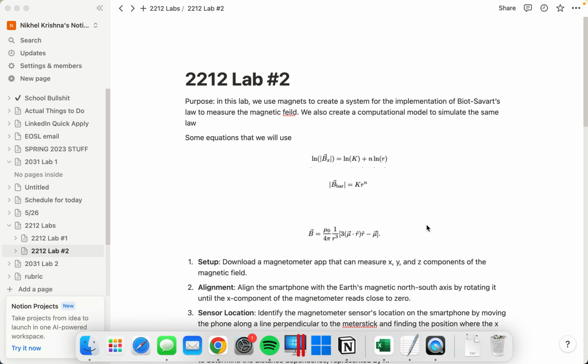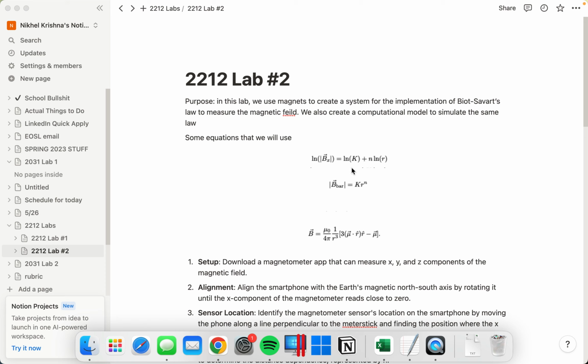A presentation on Lab 2. The purpose of the lab is to use a magnet to create a system where we can show the properties of Biot-Savart's law to measure a magnetic field, and we also create a computational model of our system to simulate the experiment. Some of the equations we're going to use are from the lab PDF.